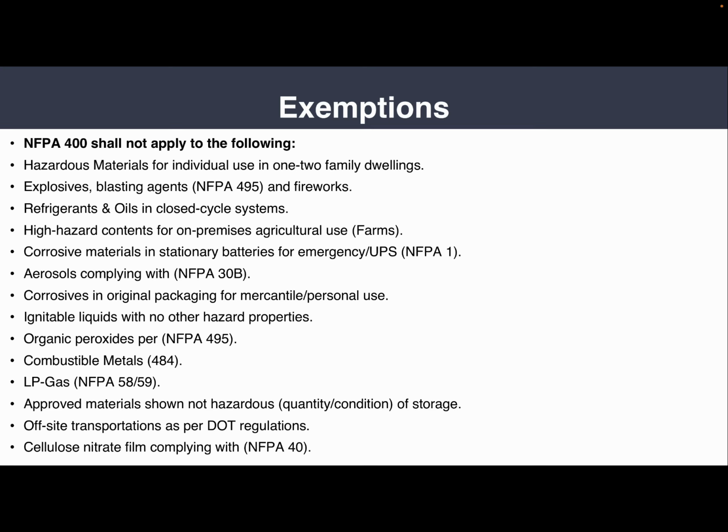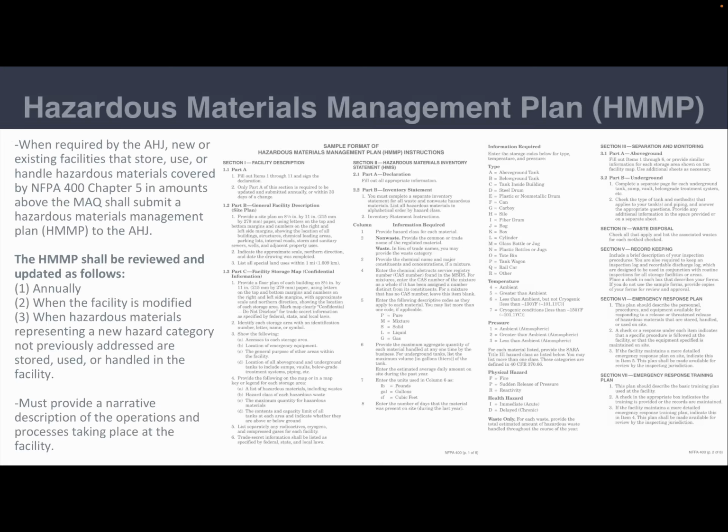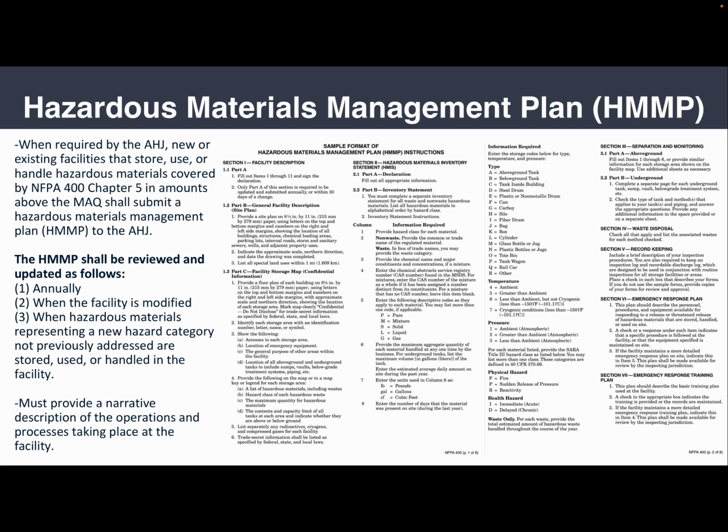I've mentioned the HMMP and HMIS requirements before. What are those? The Hazardous Materials Management Plan is required by the AHA in new or existing facilities that store, use, or handle hazardous materials covered by NFPA 400 Chapter 5 in amounts above the MAQ, and they shall submit a Hazardous Materials Management Plan to the AHA.